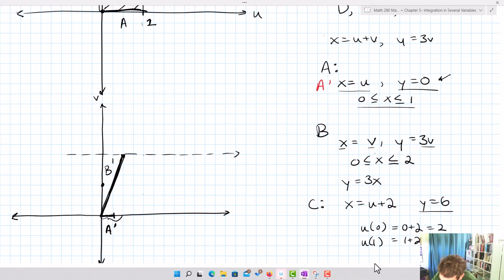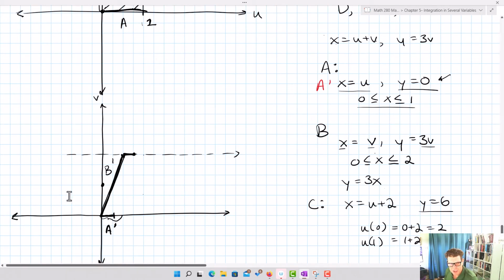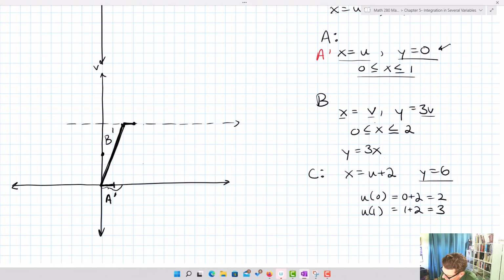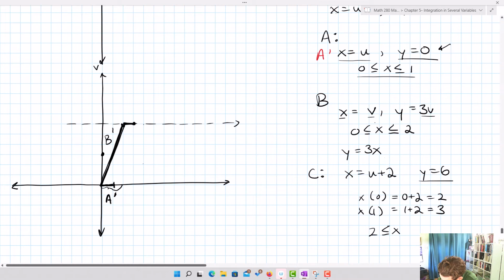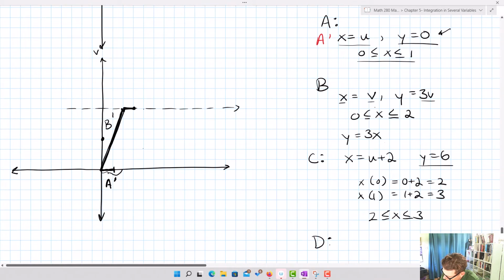Which kind of makes a lot of sense. I mean, basically what you're going to imagine is, well, if it was connected in the UV plane, it should be connected in the XY plane, which it is. Okay? So what we get here is X going from 2 to 3 along the line y equals 6. Okay? Finally, we need to find D.